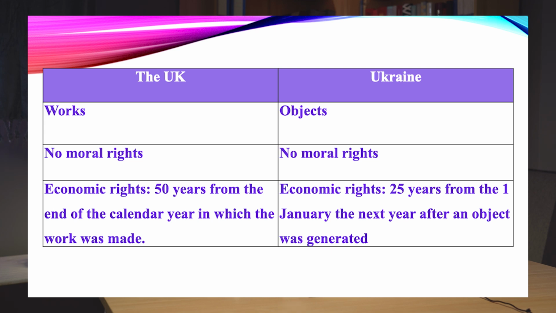If we compare the approach implemented in Ukraine with that implemented in the UK, we can conclude that although these approaches have some conceptual differences, I mean using the term works in the UK and the term objects in Ukraine, in practice these two approaches are quite similar. Both exclude moral rights protection and provide a shorter period of economic rights protection. In the UK, economic rights to works are protected during 50 years from the end of the calendar year in which the work was made. In Ukraine, sui generis rights, which means economic rights, are protected during 25 years from the 1st January the next year after an object was generated. So, besides some conceptual differences, the UK's and Ukraine's approaches are quite similar in practice.